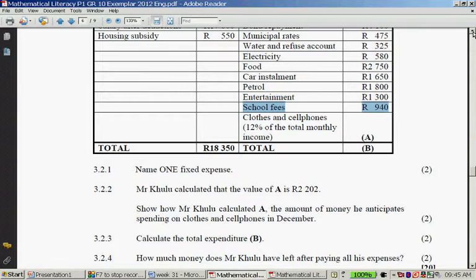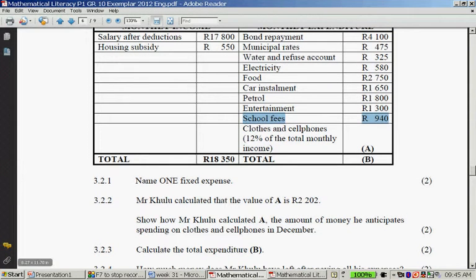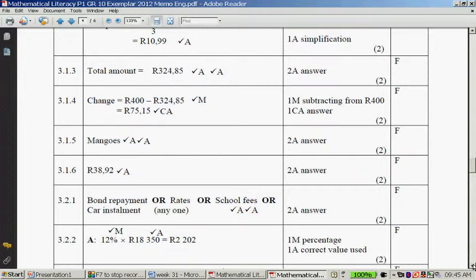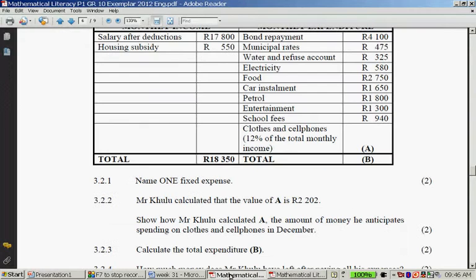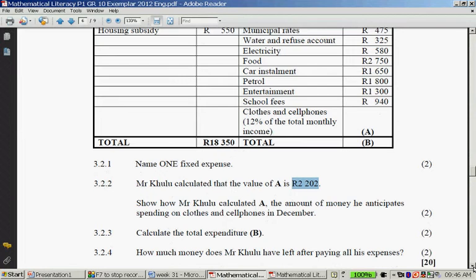Calculate total expenditure. So you will take the 2,202, add 4,100, 475, 325, 580, 2,570, 1,650, 1,800, 1,300, and 940 rand. If you add that all together, you get 16,122 rand. And please remember to add this 2,202 rand. That's one of the reasons why they gave you this amount and said to calculate how he calculated it.